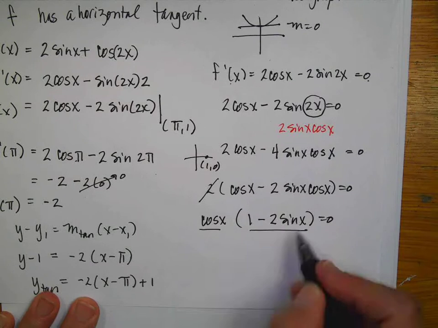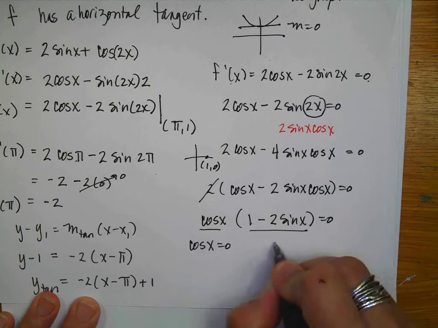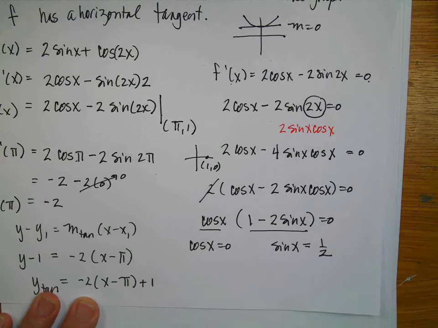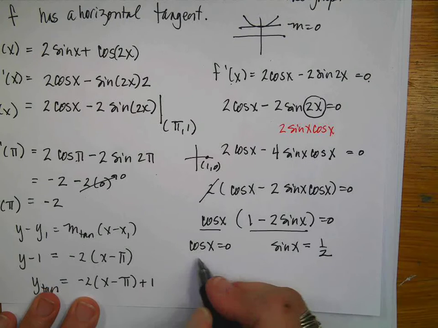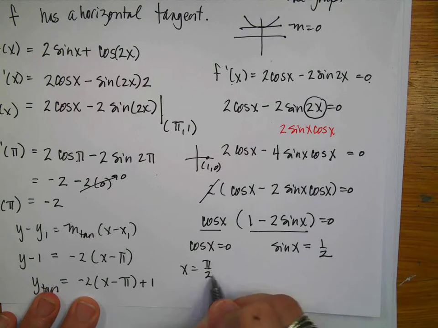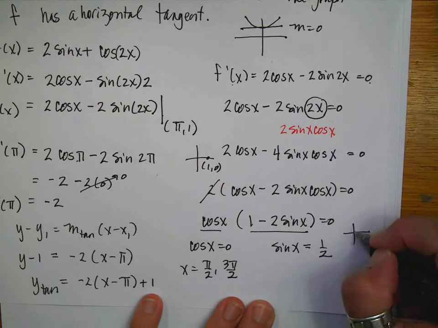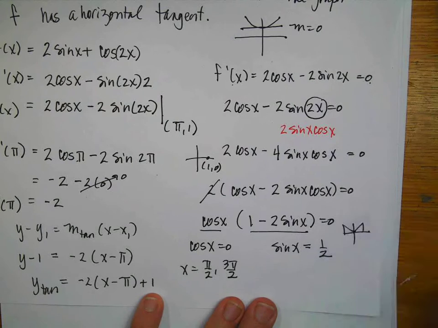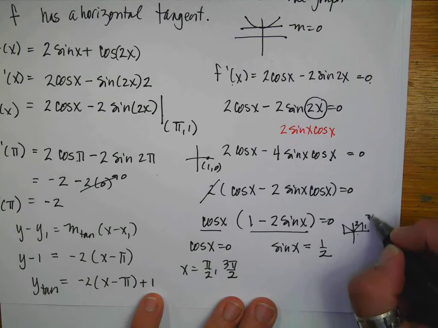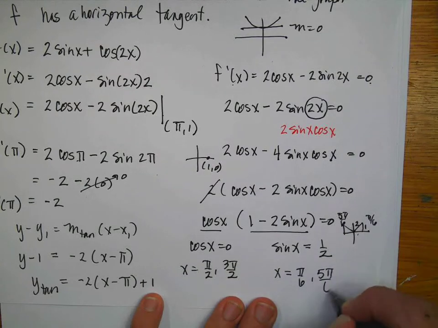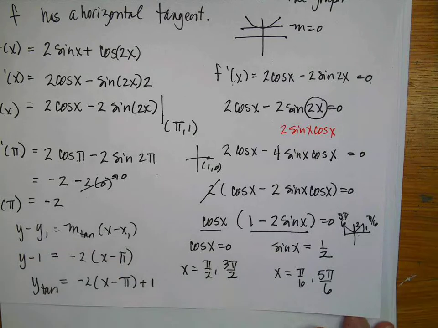We love trig. Now these are my two baby equations, so I'm going to get the cosine of x is equal to 0, and the sine of x is equal to 1/2. So remember, cosine is 0 at x equal to pi over 2 and 3 pi over 2. And then, sine is 1/2. Sine is positive here and here, right? So this is pi over 6 and 5 pi over 6. So x is pi over 6 and 5 pi over 6.